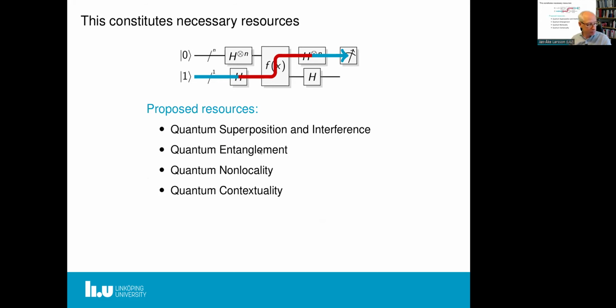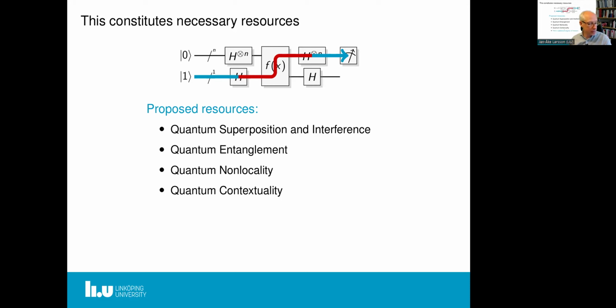So it's necessary. We're talking about resources now. I mean, you typically see suggestions like superposition and interference are necessary. Or you see, well, entanglement is necessary, or non-locality is necessary, or contextuality is necessary. You hear things like coherence, or perhaps the continuity of the state space and so on.